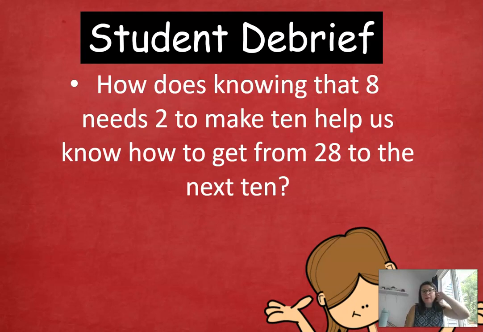How does knowing that 8 needs 2 more to make 10 help us to get from 28 to the next 10? We just talked about this a little bit. Go ahead and pause, think about it, talk with somebody at home. How does knowing that 8 needs 2 to make 10 help us know how to get from 28 to the next 10?